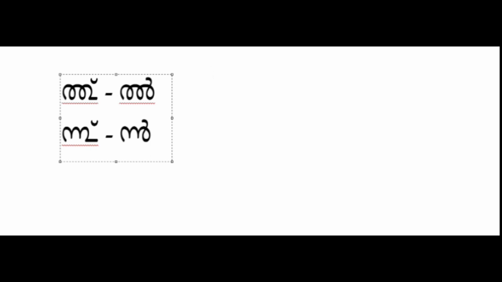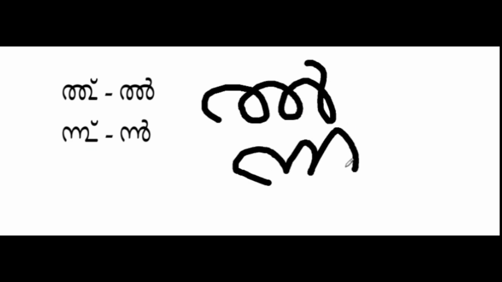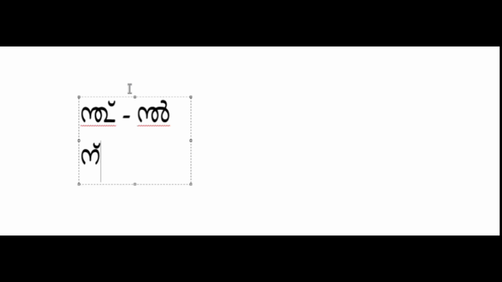So how to type this? Right. Next round, next round. Third round, it has to give an upper curl. No. Next. Nt. Ka is ending na? Like this. Next. Nd.